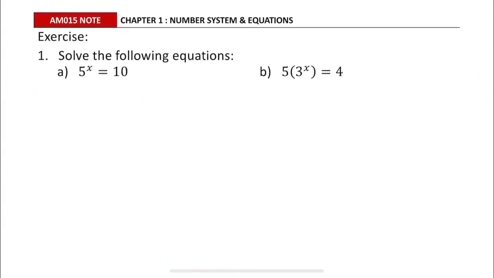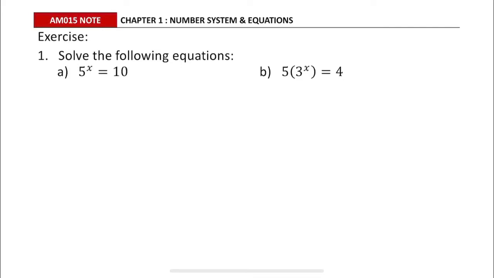Question 1 is solving these two equations. If you look at these equations, they are in index form. However, we had to use logarithms to solve it. For question 1a, we want to solve 5 to the power of x equals to 10. We cannot change 10 to base 5, so we had to use logarithm to solve this.